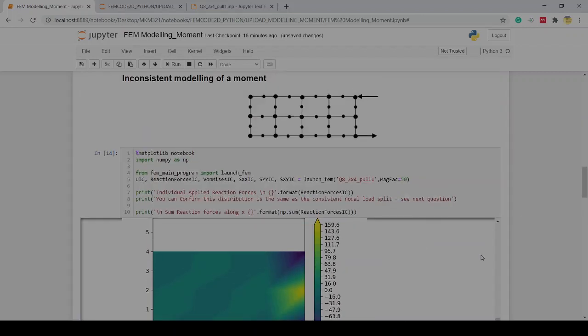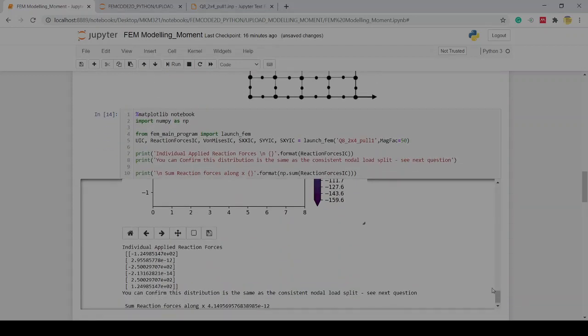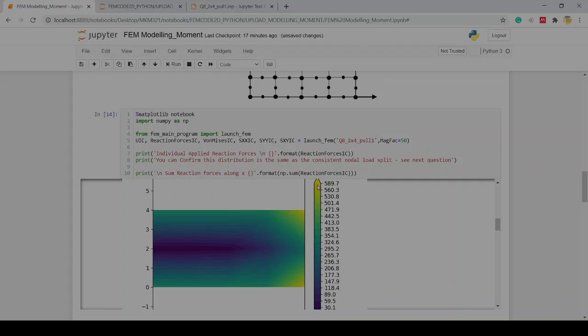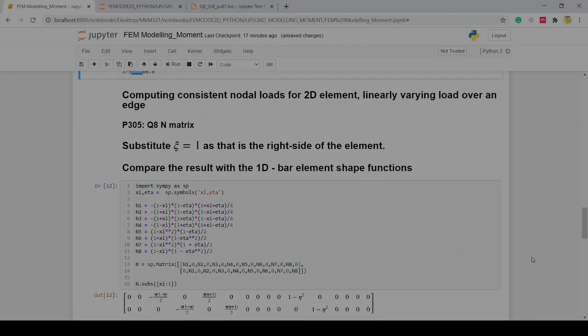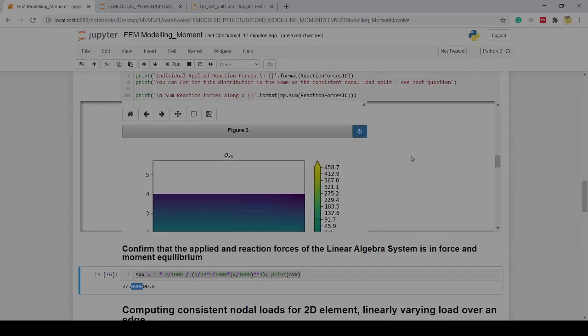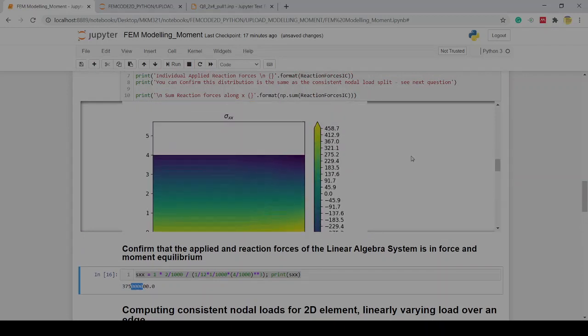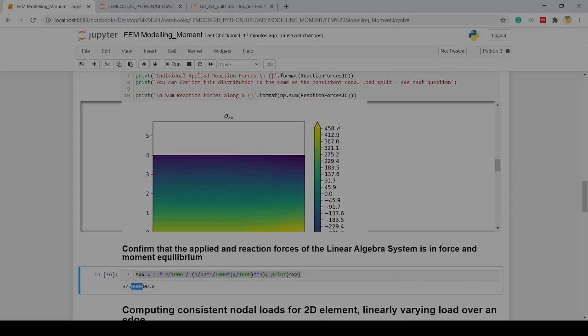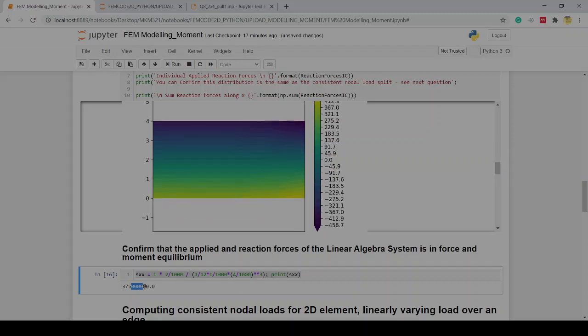If I start looking at the answers here, let me go up. I essentially see von Mises stress is much larger here, almost up to the 600s, and you're supposed to see something around 375 MPa, because the other components are all 0. When I look at sigma xx here, I'm seeing a maximum stress around 460, and a compression also of minus 460, which is much larger than expected. So this is why it's important that we do the verification.